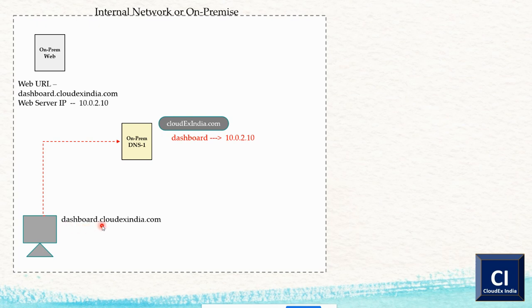I said I want to connect to a dashboard. So it's okay. It further verifies whether I have a record dashboard or not. It verifies in the zone database and it found a record which is dashboard. So the fully qualified domain name of dashboard is dashboard.cloudxindia.com. It finds an IP address assigned to this dashboard in the record. It's 10.0.2.10.